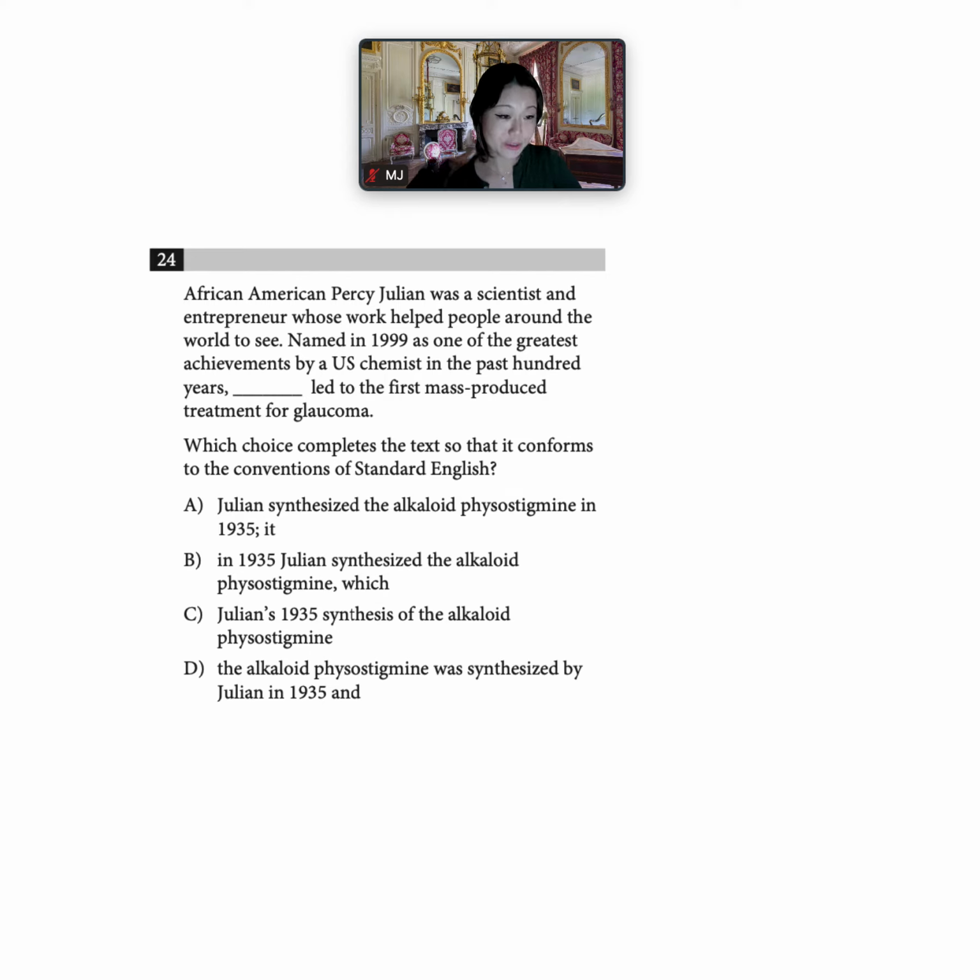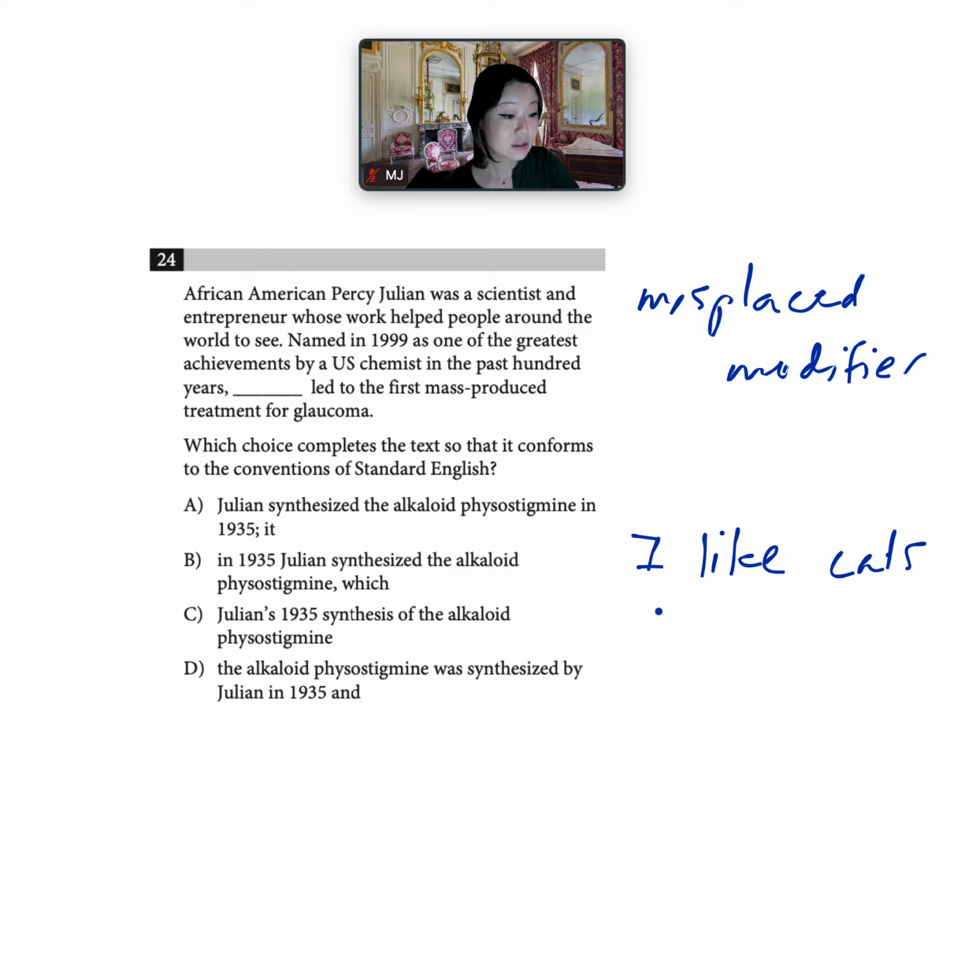This has to do with one of the SAT's favorite topics, which is called a misplaced modifier. So what is a modifier? Generally speaking, sentences in the English language begin with the subject. So for example, "I like cats." You have your subject, then your verb, and then you might have an object over here, you might not. The minimum you need in order to have a complete sentence is actually just subject and verb.